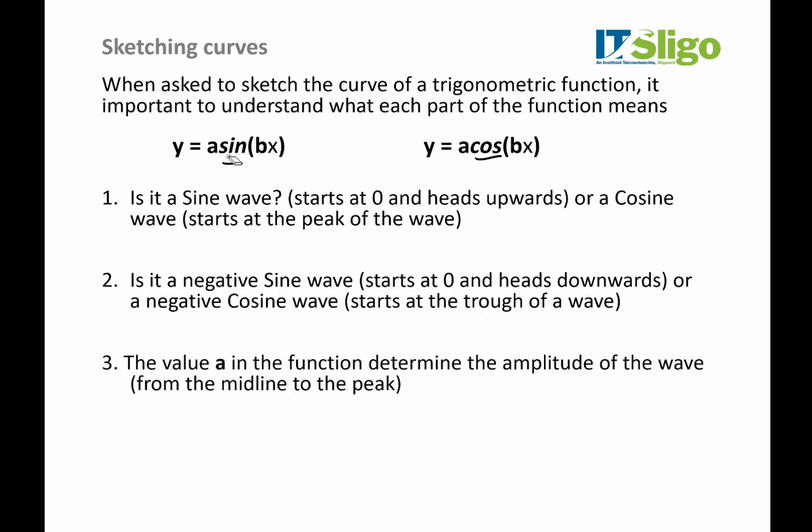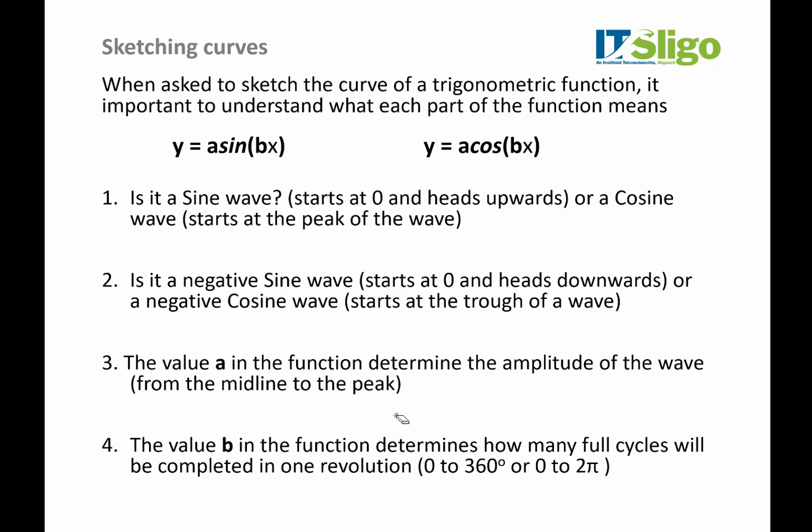The value A is the amplitude of the wave. Remember, the amplitude is from here, this is the amplitude. So that's the value A. And finally, the value B here tells us the number of full cycles we need to complete in one revolution. So how many full waveforms would there be in one full revolution of a point traveling around a circle? Probably best explained by example.